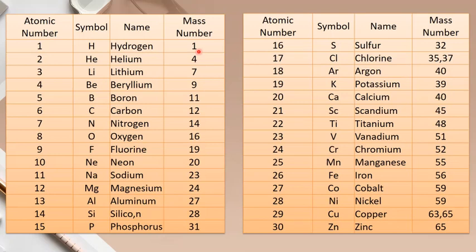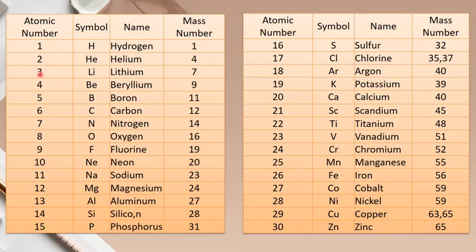Dear students, remember, only the hydrogen atom has no neutron. Hydrogen has 0 neutrons, but it has 1 proton. So the mass number of hydrogen is 1. 1 proton and 0 neutrons. So it is an exception that hydrogen has no neutron. But helium, its atomic number 2, that means 2 protons, and also it has 2 neutrons, so mass number 4.